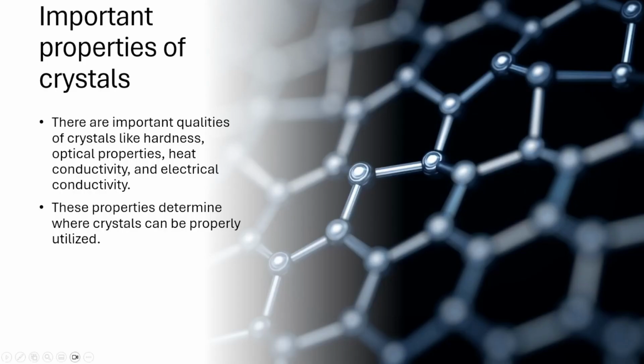Like I mentioned before, some crystals will have different properties when compared to other crystals. This difference in properties can come from how the crystal is formed and what material is used to form the crystals. There are certain qualities of crystals that are more important than others. These important qualities include the hardness of the crystal, the optical properties of it, the heat conductivity, and the electrical conductivity. These properties will determine where crystals can be properly utilized.